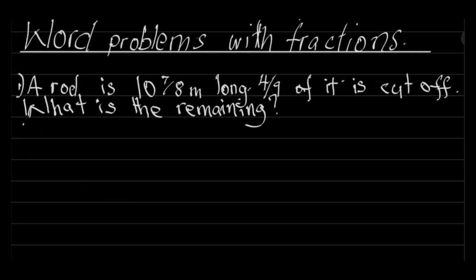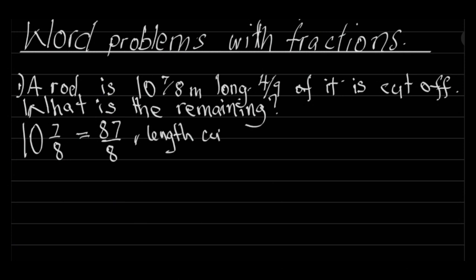So we have 10 whole number 7 over 8. In improper fraction form, that would give us 87 over 8. So length cut off, that will give us 87 over 8, and we were told that of the 87 over 8, 4 out of 9 of it was cut off. Of means multiplication, so we do our multiplication.